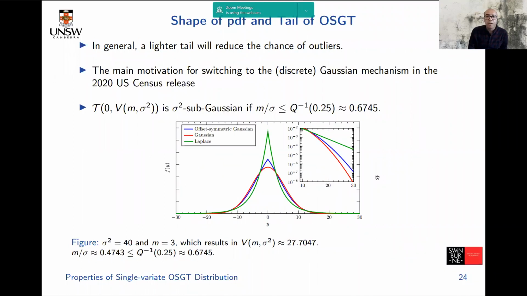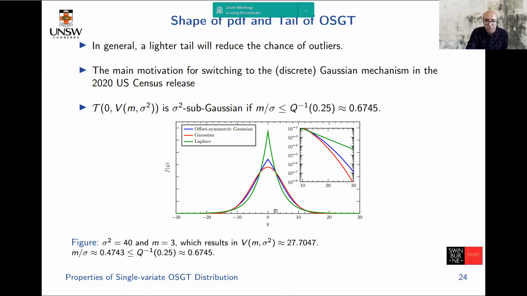What about the shape of the PDF and tail of OSGT? In general, as we mentioned before, a lighter tail will reduce the chance of outliers. That was the main motivation for the US Census in 2020 to switch from Laplace to Gaussian distribution, because they realized that the Gaussian distribution has a lighter tail than the Laplace distribution. So here in this figure, you can see the three PDFs: the Laplace, the green one, the Gaussian, the red one, and the blue one is OSGT.